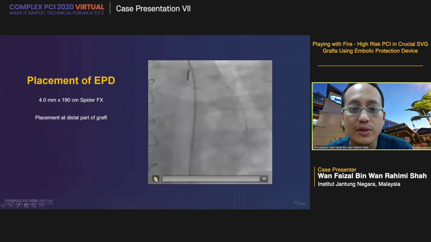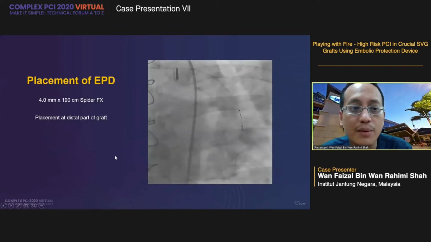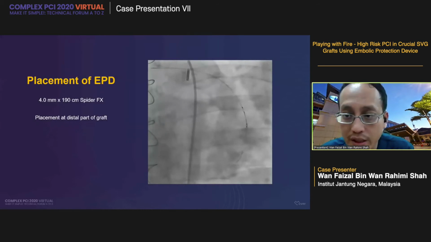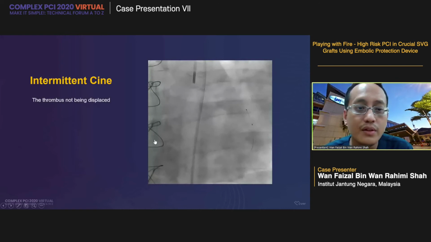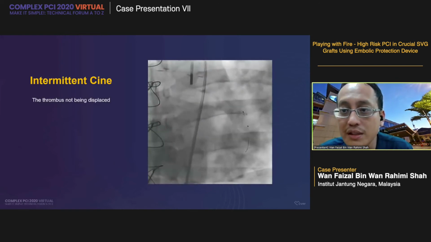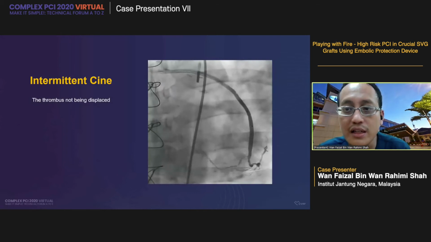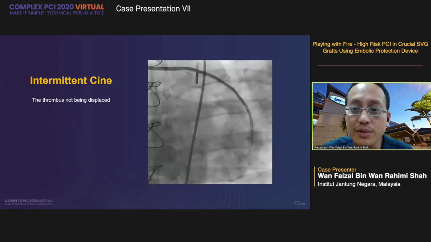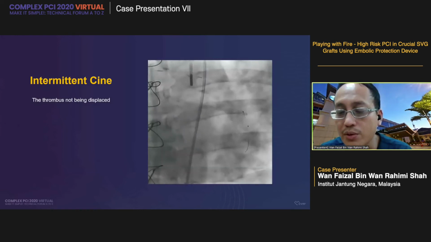And then, subsequently, we placed the embolic protection device, a 4.0 millimeter times 190 centimeter SpiderFX, in the distal part of the vessel, as you can see here in the deployment. Now, we were quite worried, again, whether we had dislodged that tail of thrombus. But thankfully, the intermittent angio showed that the thrombus is still intact and still stuck to the proximal lesion. So at least for one, we did not dislodge the thrombus down to that very small OM vessel.